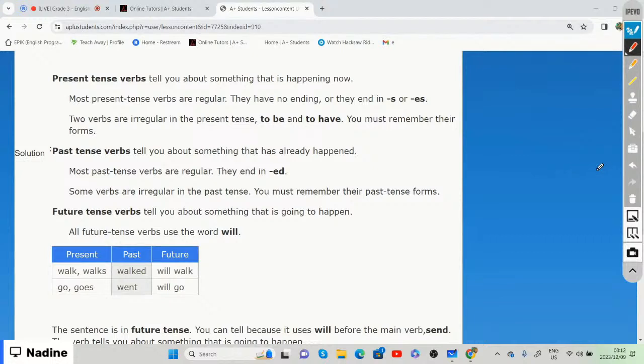So when it comes to the present tense, most present tense verbs are regular, right? And when we say it is regular, we mean that there is no ending, or they end either in s or in es. That is what we mean by regular. And that is why we made an example earlier where we said either the person walk or the person walks, right?